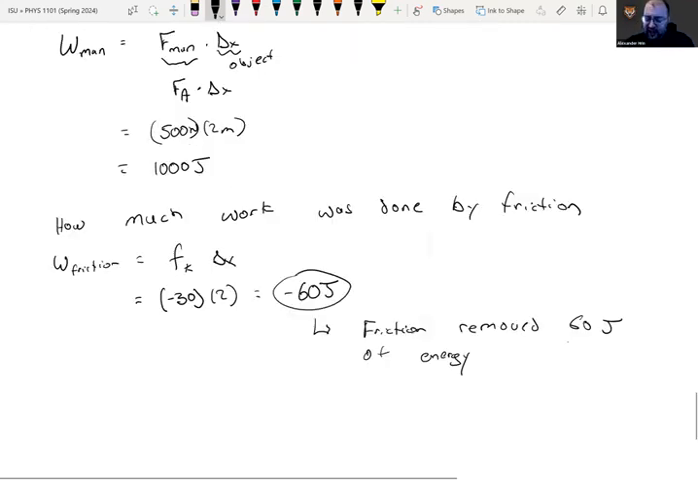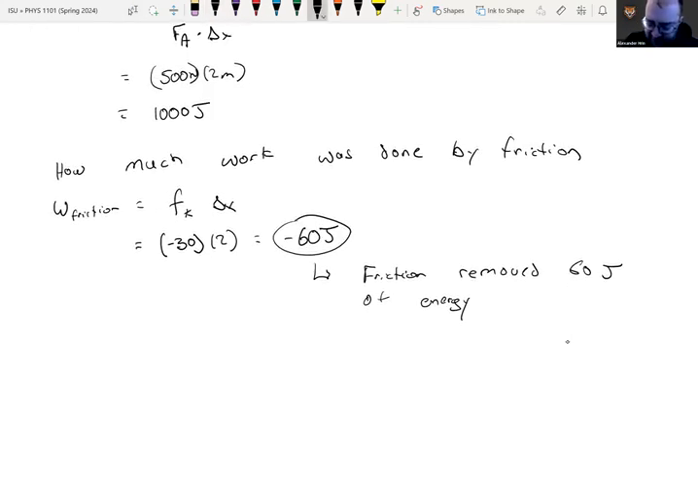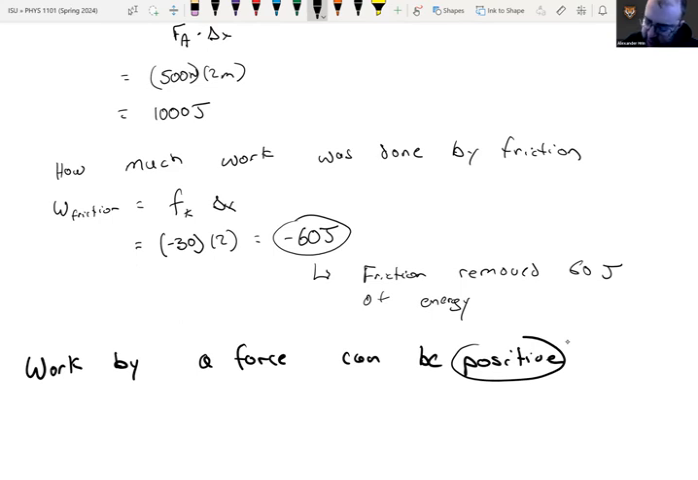Okay. So this idea, and I just want to emphasize this: work by a force can be positive or negative. And this is the key word. If you're looking for work done by a force, you're wanting to isolate a single individual force and figure out how much energy that force transferred, added or subtracted.